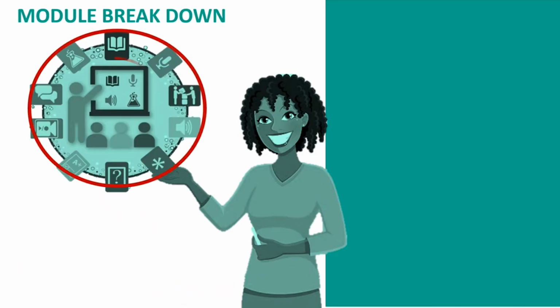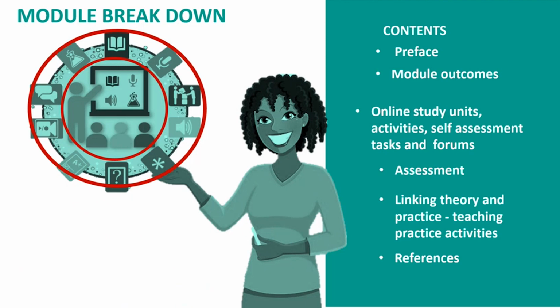Our module breakdown is as follows. You are going to find your module, as I indicated, on your My UNISA, and the contents are as follows. You are supposed to get for each learning unit the module outcomes and activities, that is self-assessment, tasks and forums, assessments. You are also supposed to make sure that you link theory and practice, that is when you go for your teaching practice. And lastly, you'll also get references.